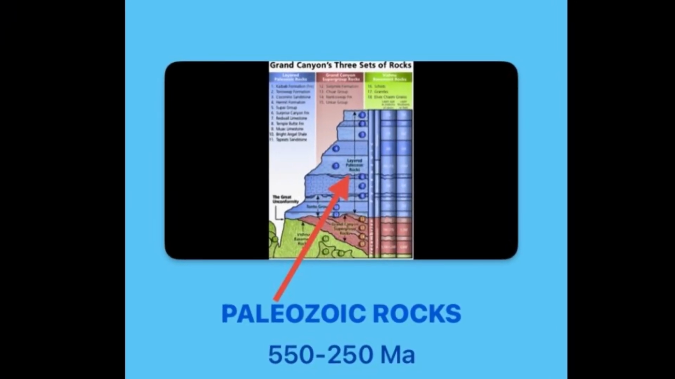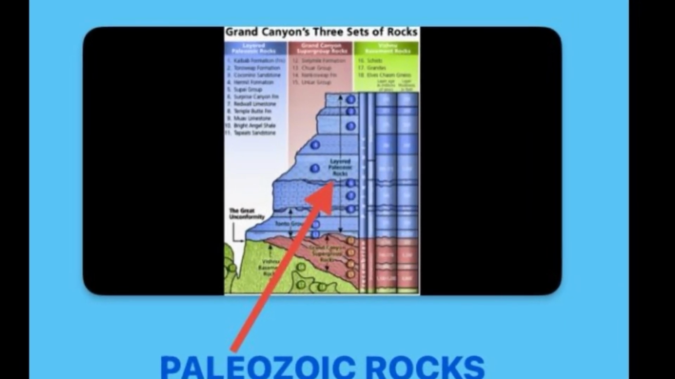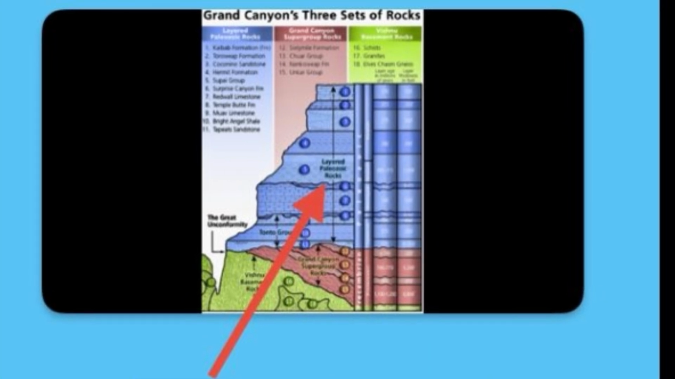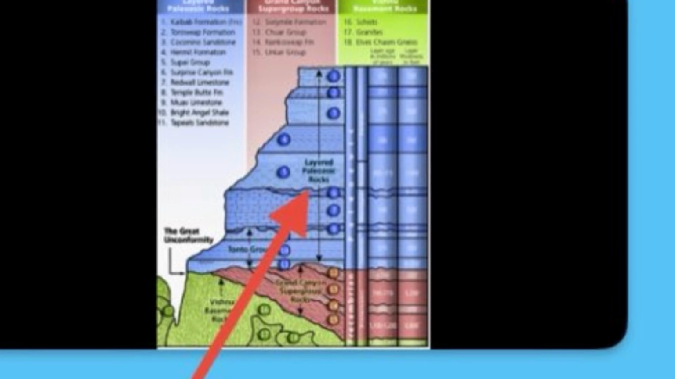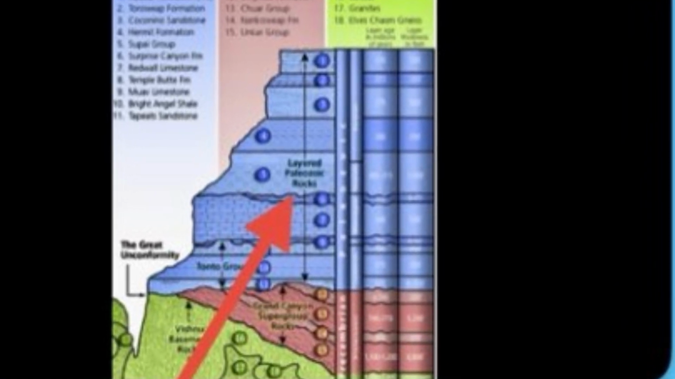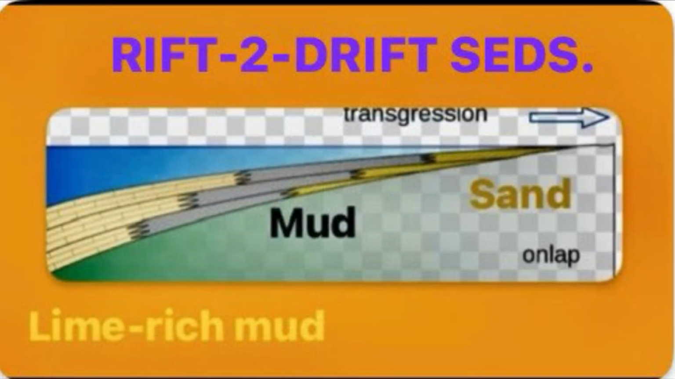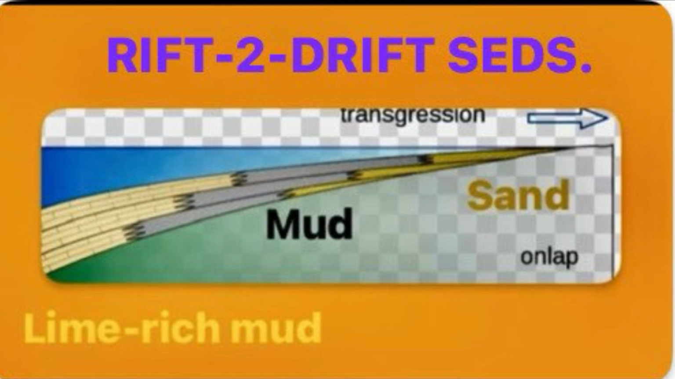Okay, now let's look at the big stack of rocks on top of everything. These are called the Paleozoic rocks, and they were deposited between 550 million years ago, which was the beginning of the Cambrian period, and about 250 million years ago, which was the end of the Permian and the beginning of the Triassic period. After Rodinia supercontinent rifted apart, all the resulting continent pieces, including ancient North America, began to sink.